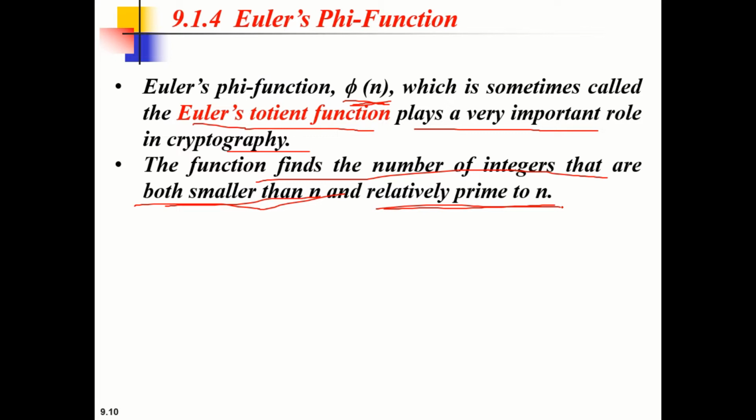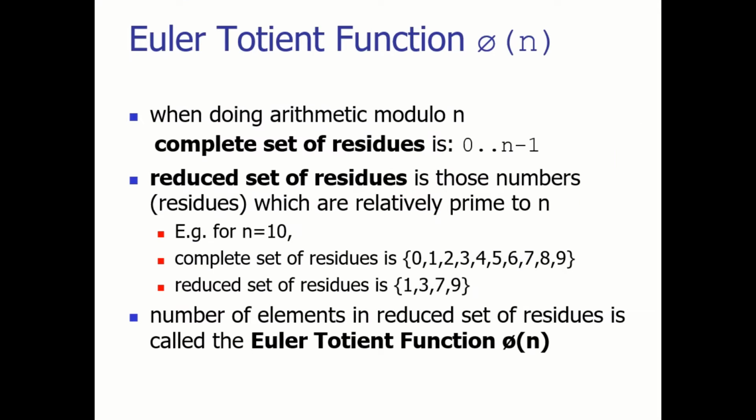We have a number of steps, or we can call them rules. Based on the value of this n, we use the corresponding rules. For this totient function, we find out the arithmetic modulo n, and for arithmetic modulo n, we have a complete set of residues, which is 0 to n minus 1.